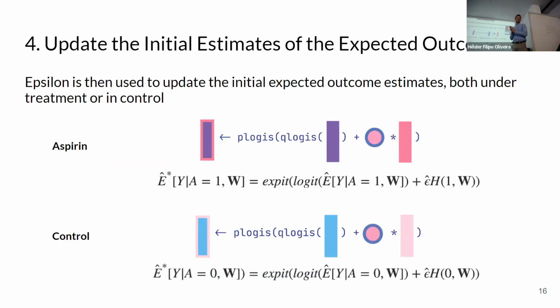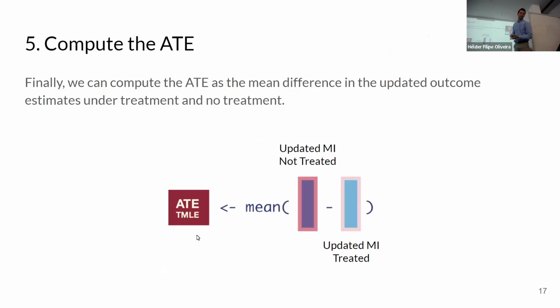And as soon as we get this epsilon, the first and the second model, we can update the initial estimates for the expected outcome. And again, we do that for treated versus non-treated patients. And we get these 2 vectors that you can see here. And finally, we're in conditions to compute the ATE, which will be the difference between the ones that are not treated versus the ones that are treated. And in the end, we can say, hey, this treatment results in an increased 20% mortality or increased 20% of myocardial infarction.